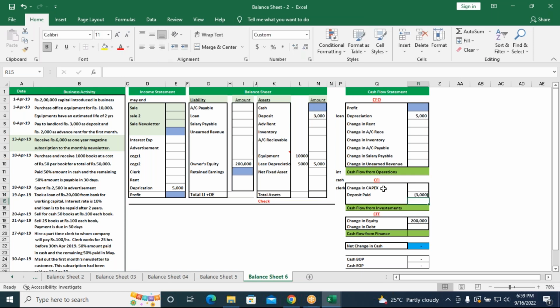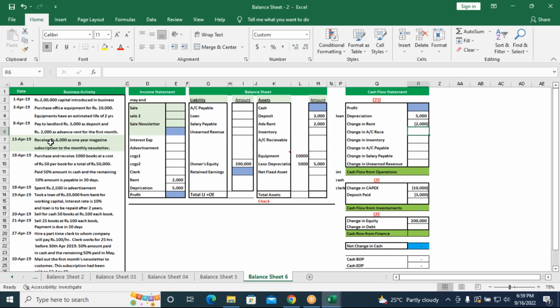Then capital expenses. The equipment I have bought for 10,000, so minus 10,000. Whatever capital I have, of that 10,000 rupees I have spent to purchase the equipment. Then paid to landlord, 2,000 as advance rent. So rent I am paying is 2,000, and here the advance rent is equal to 2,000, and the rent here is minus 2,000.